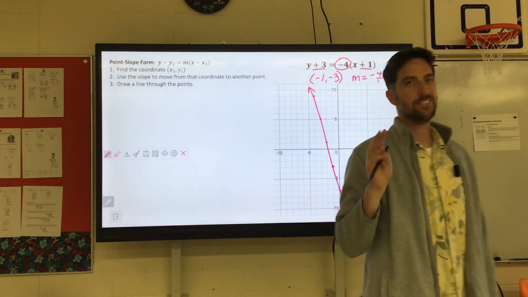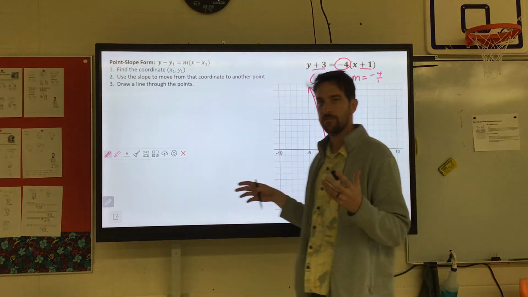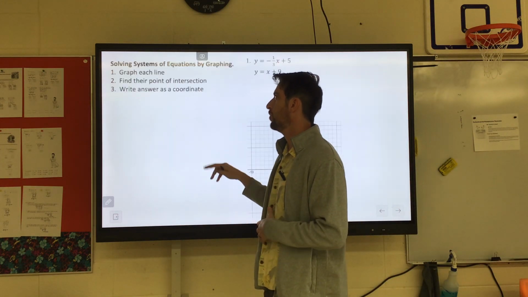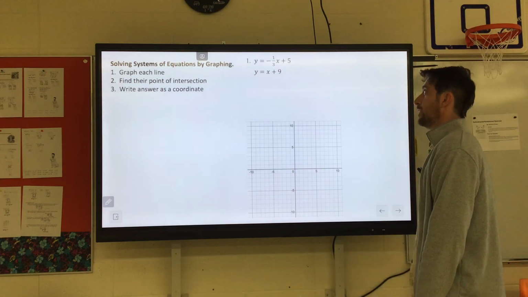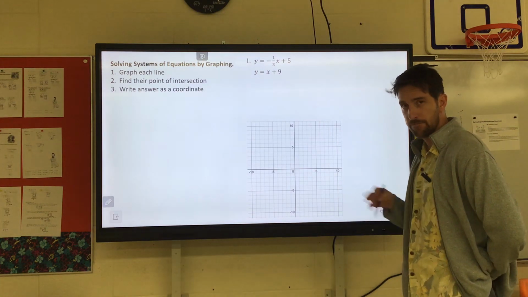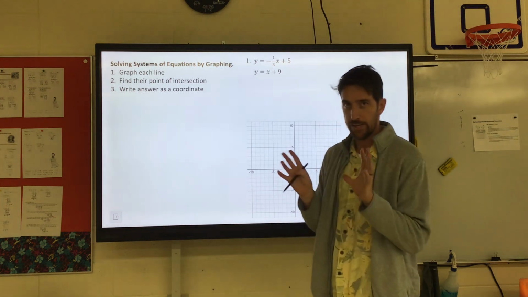So we're going to graph 6 systems of equations, and we're going to find their point of intersection. The coordinate where they intersect would be the only x and y that work for both equations. Y equals negative 1/3 x plus 5. Y equals x plus 9. We're graphing them, and we're finding where they intersect each other. And that's our solution, that coordinate.